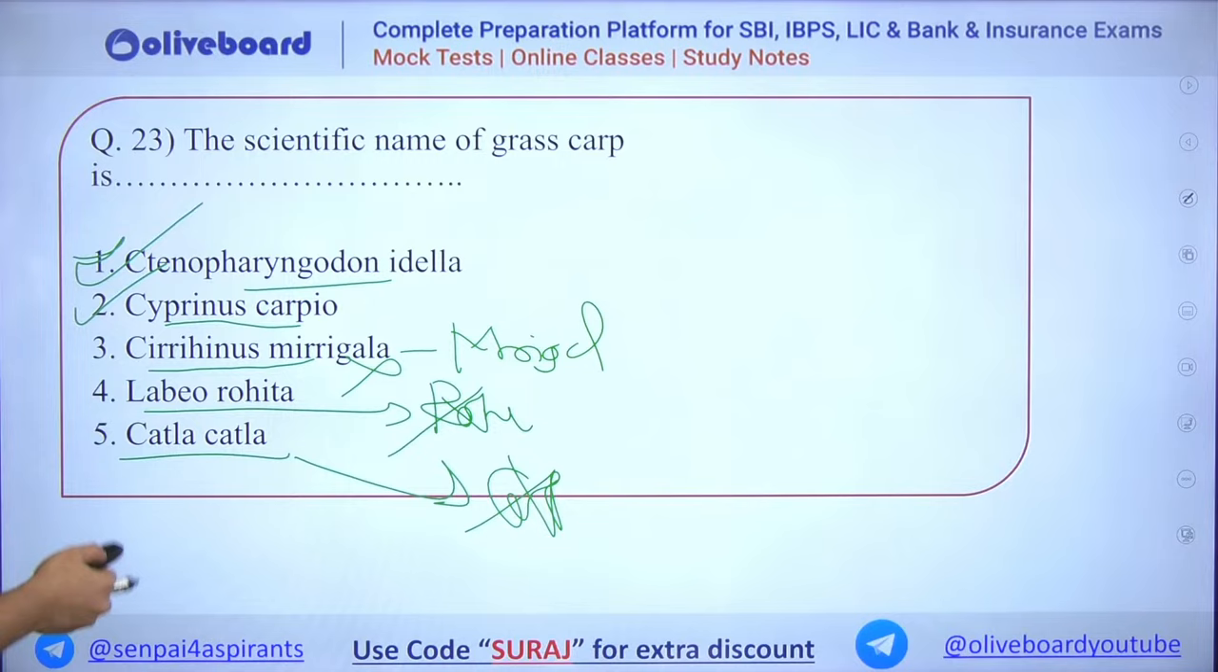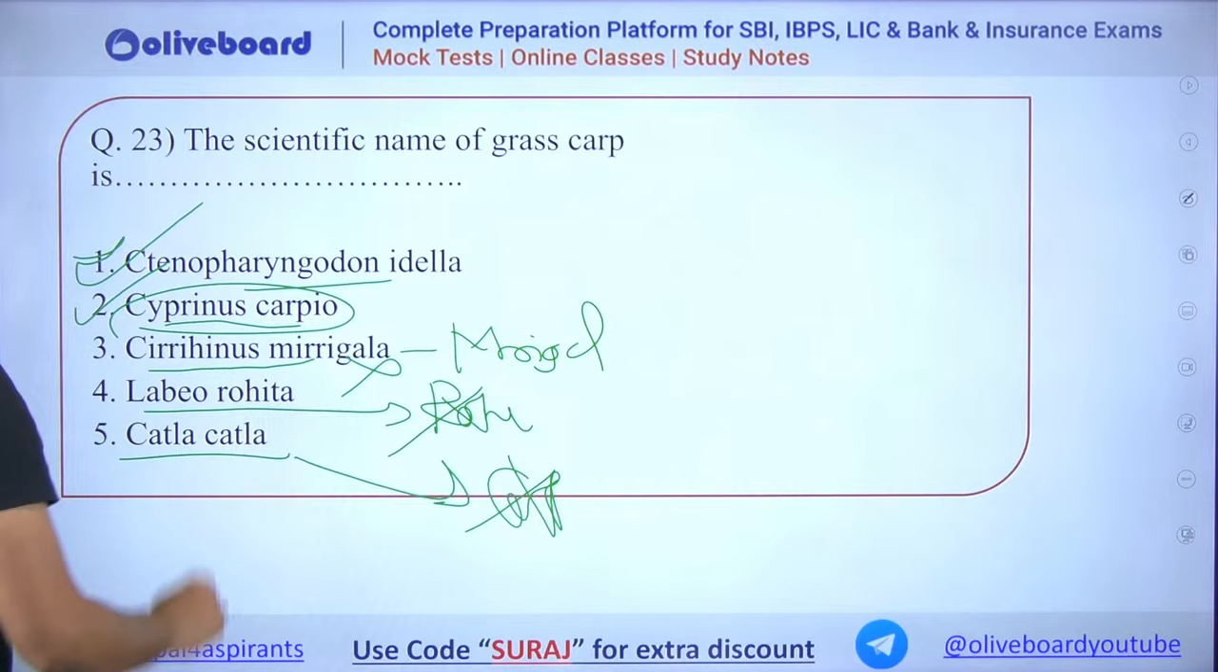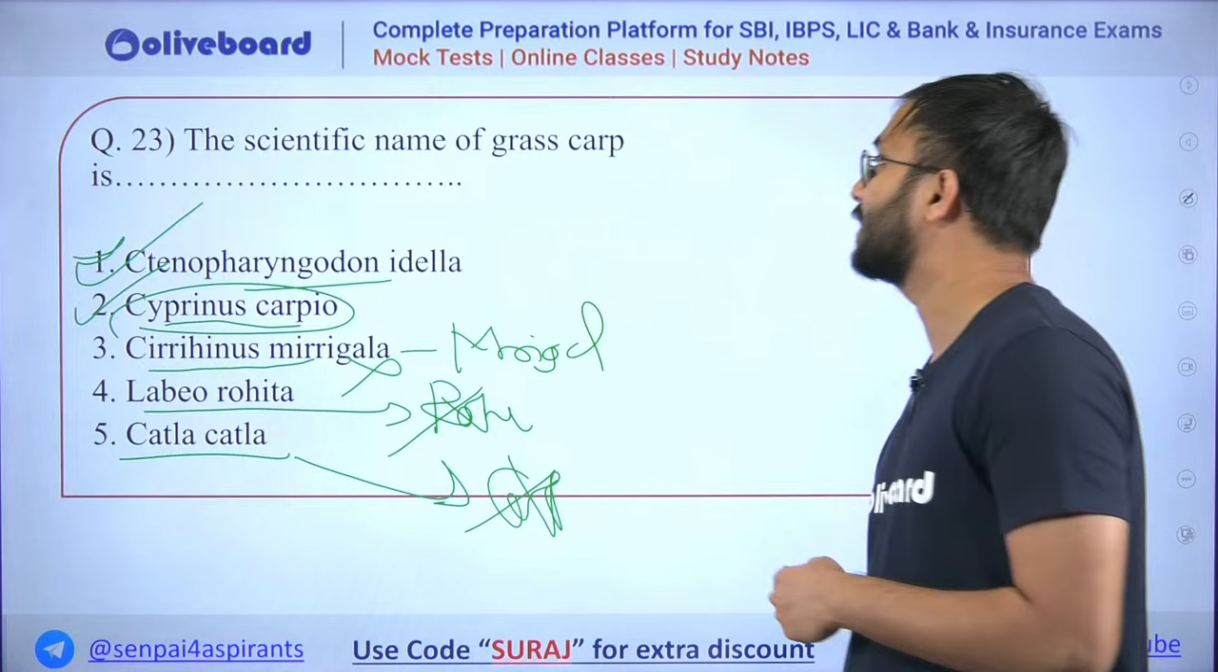The answer here is Tenopharyngodon idela, because Cyprinus carpio is related to the common carp. Yes, grass carp is Tenopharyngodon idela.